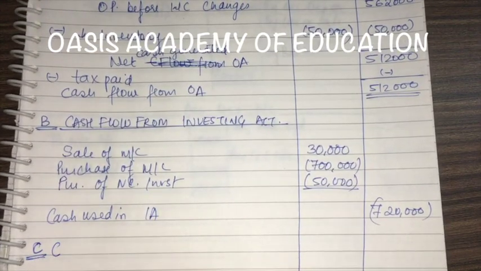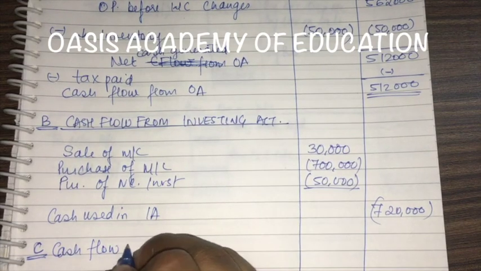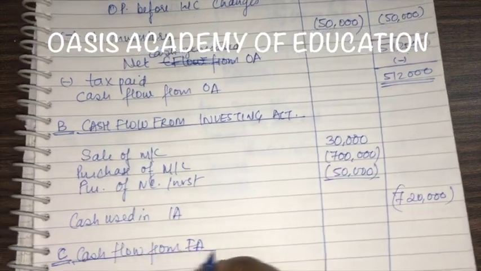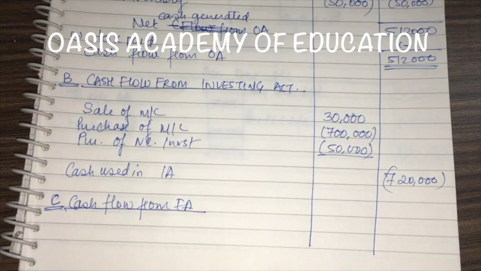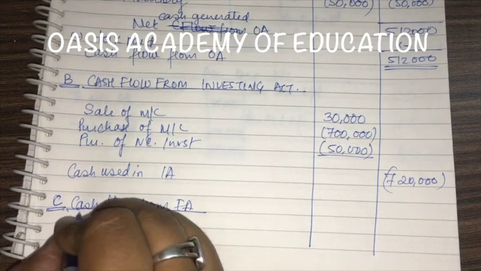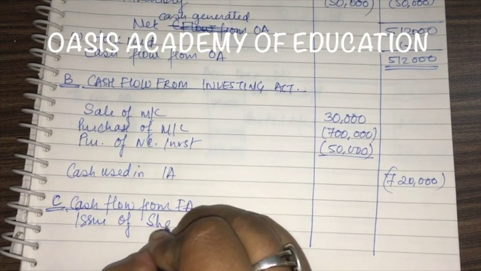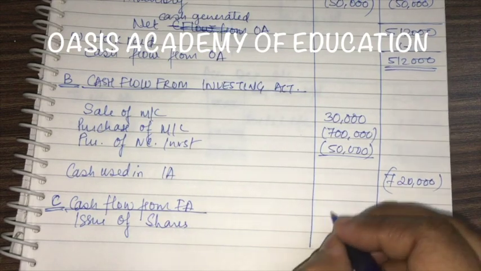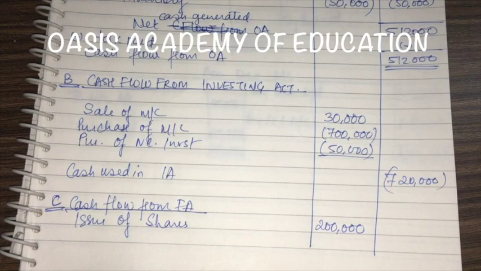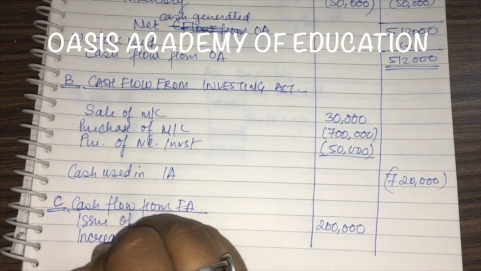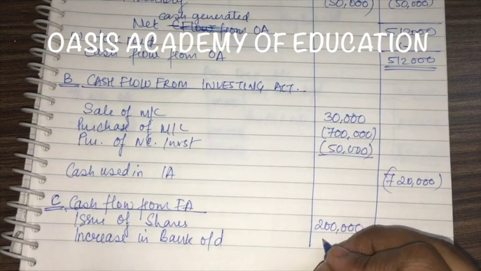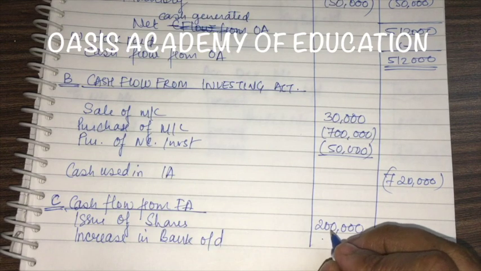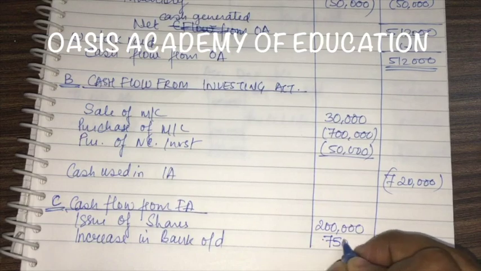Moving on to the C part, cash flow from financing activity, right? Financing activity ka cash flow hum ek baar quickly cover up kar lete hain. Financing activity mein sabse pehle hai issue of shares, that is I think so around 2 lakh rupees has been issued, right? There has been 2 lakh rupees has been issued. Moreover, there has been an increase in bank OD, right? Bank OD bhi badh gaya hai, kitna 75,000 se, right?